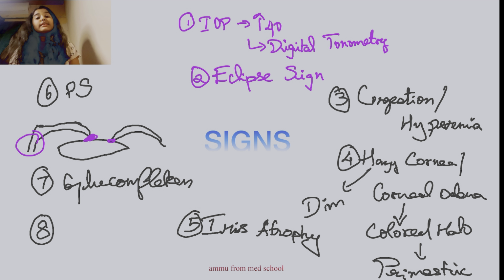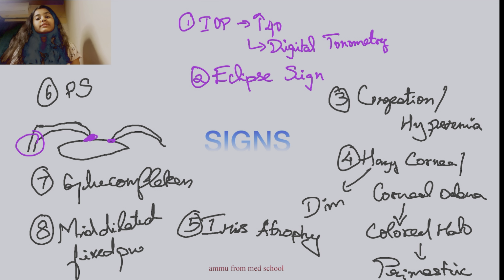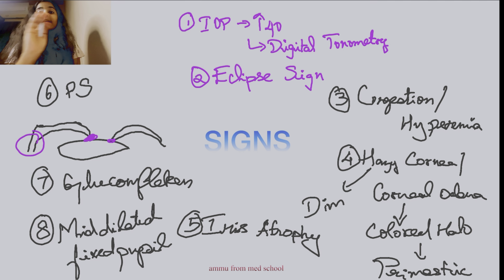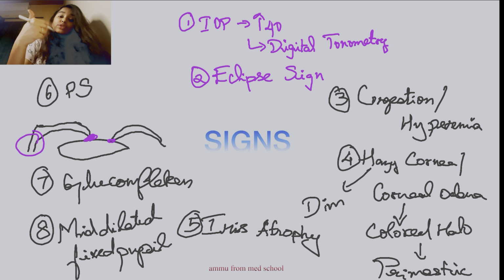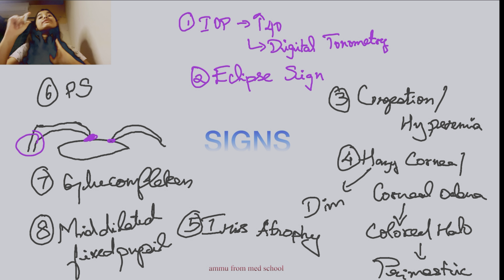The pupil is mid-dilated and fixed. That is, the pupil can neither dilate nor constrict. It has become vertically oval. But in open angle glaucoma, there's no problem with the pupil. The pupil is normal. So when your examiner asks what happens to the pupil, or when the question in your exam comes like that, you can just close your eyes and think this is a question about angle closure glaucoma, because in open angle glaucoma, the pupil is normal.